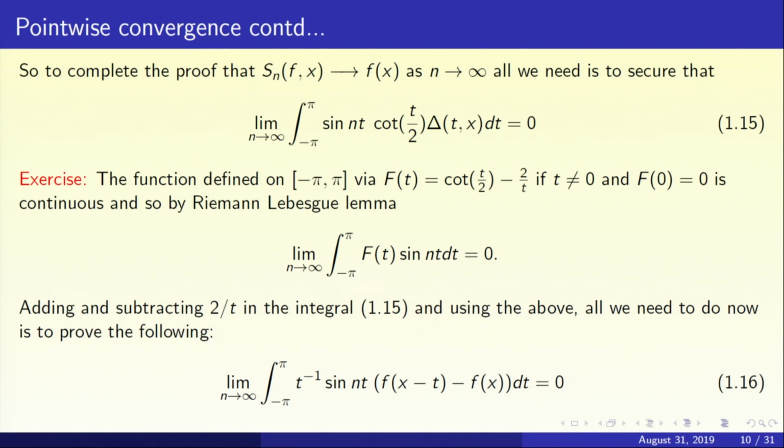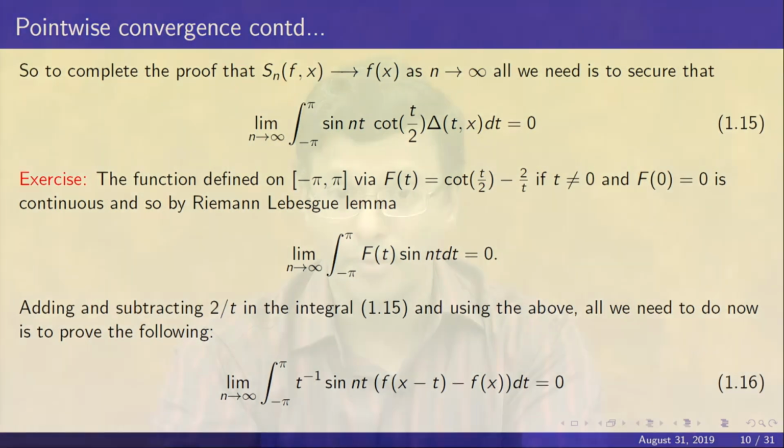Why did I do this? Why did I define F(0) to be 0? Because if I take the limit of F(t) as t tends to 0, I am going to get 0. In other words, this F that I had defined in this slide, capital F(t) equal to cot(t/2) minus 2 upon t, is continuous at the origin if I define F(0) to be 0. So with this prescription, we can apply the Riemann-Lebesgue lemma: the limit as n tends to infinity of the integral from minus pi to pi of F(t) sine nt dt is 0.